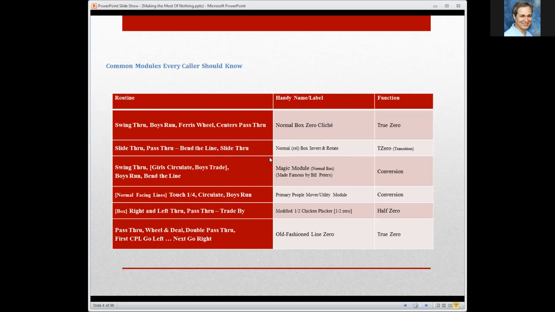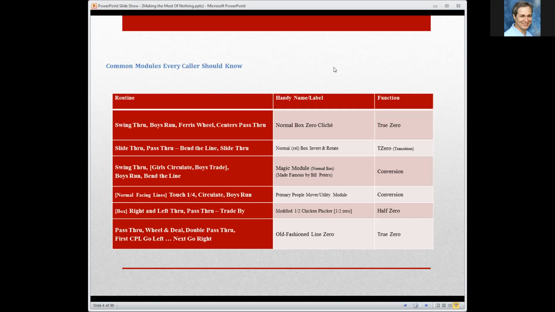It's a technical zero when called from certain pairings, and it's a transition otherwise. Swing through, girls circulate, boys trade, boys run, bend the line. That's Bill Peters' magic module, or the module he made famous by calling it the magic module. And then we have the normal line zero, or conversion, sorry. Touch a quarter, circulate, and boys run. That'll take you from a partner line to a corner box.